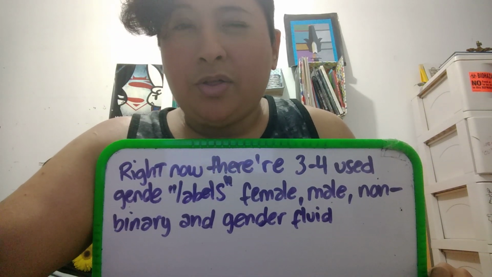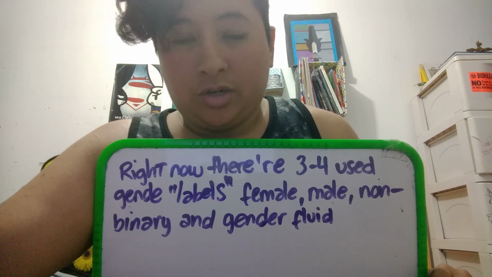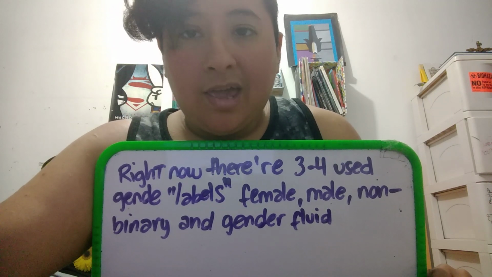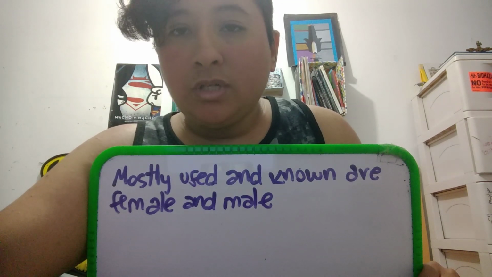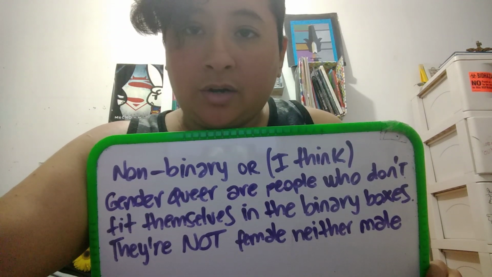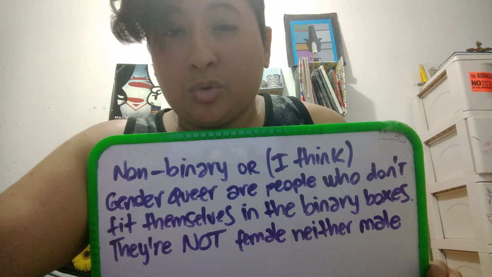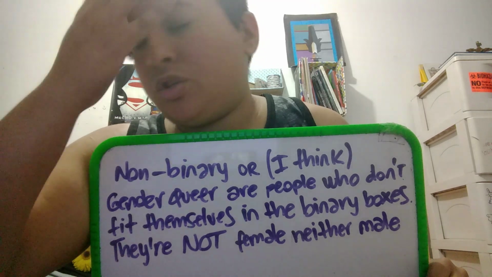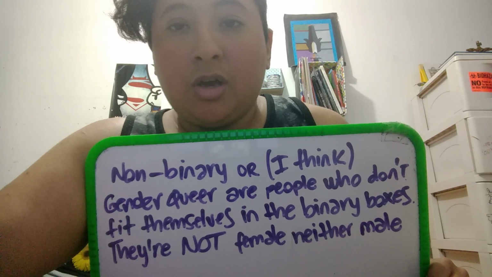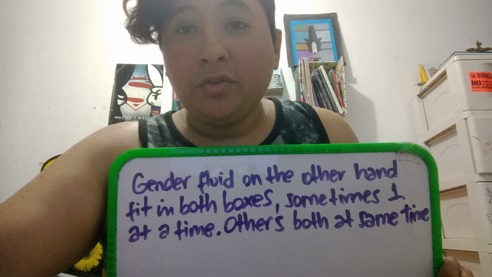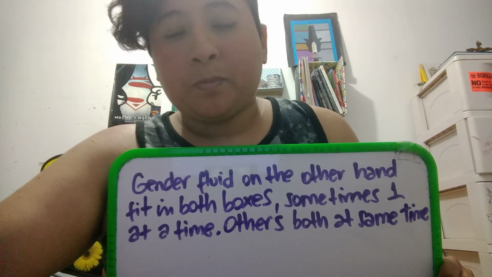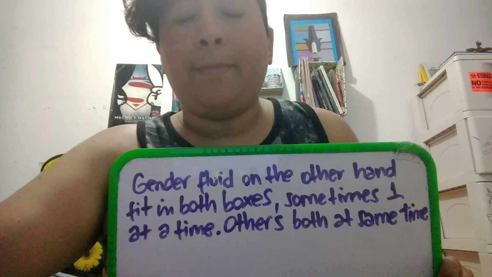Right now, there are 4 used gender labels: female, male, non-binary, and gender fluid. Mostly used and known are female and male. Non-binary, or I think genderqueer, are people who don't fit themselves in the binary boxes. They are not female, neither male. Gender fluid, on the other hand, is when they fit in both boxes. Sometimes one box at a time, others both at the same time.